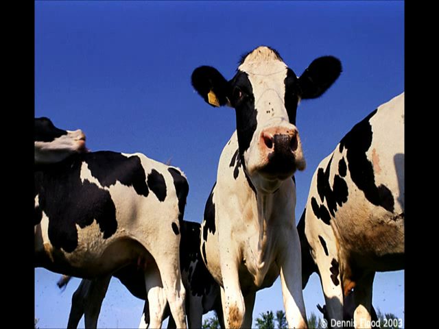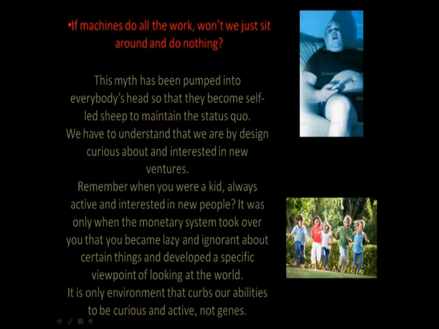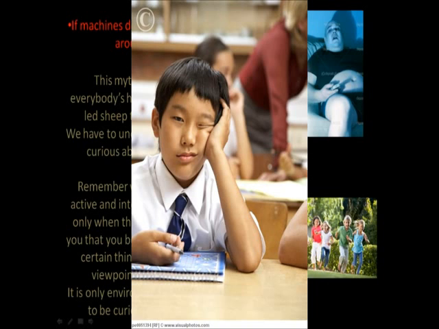So, coming back to the kid thing, when we were kids, we were always active and interested in new people. It was only when the monetary system took over us that we became lazy and ignorant about certain things and developed a specific viewpoint of looking at things. My own example: when I was admitted to kindergarten, I already knew 0, 1, 2, 3, 4 and ABCD thanks to my mom, and there was nothing new that was happening in class. This is what my mom tells me. I obviously don't remember it, but this is what she tells me from the PTA meetings and the parent-teacher meetings. Since I already knew what was going to happen in class, that did not interest me.